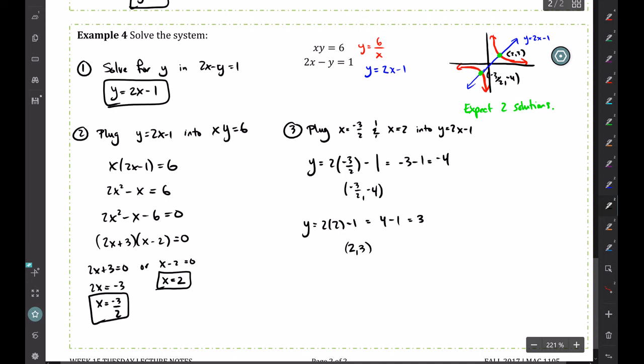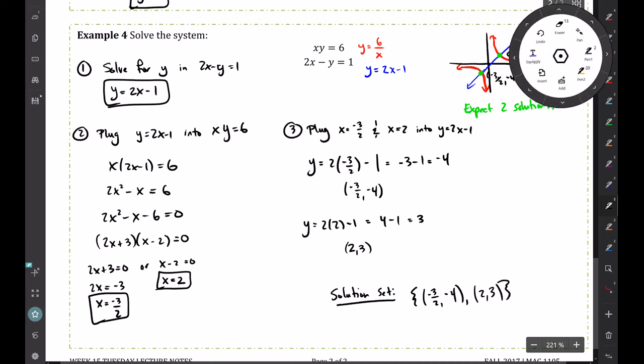Okay, so then let me just write the solution set down again. The solution set is negative 3 halves comma negative 4 and 2 comma 3. Those are my 2 points in the solution set.